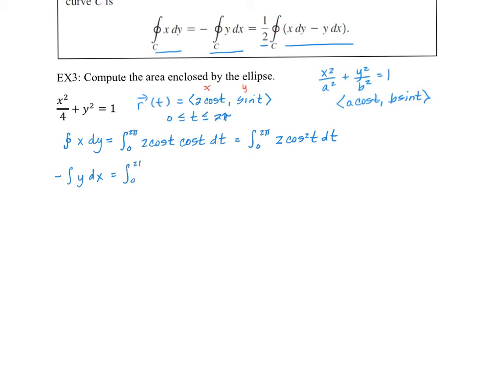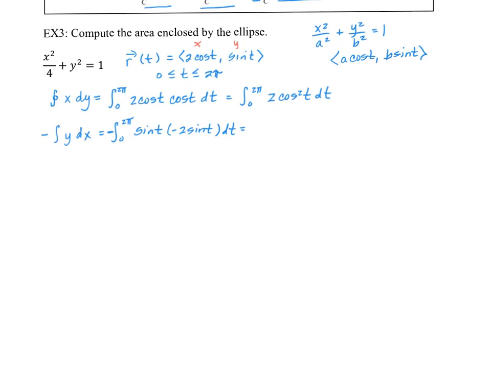So I'm going from 0 to 2 pi. Oops, I forgot my negative in the front. Now y is sine of t. The derivative of x is going to be negative 2 sine t dt. All right, so this gives me a negative integral from 0 to 2 pi of negative 2 sine squared, so 2 sine squared t dt. If I pull out the negative, then this is gone and it becomes a positive. All right, I don't feel like using that one.